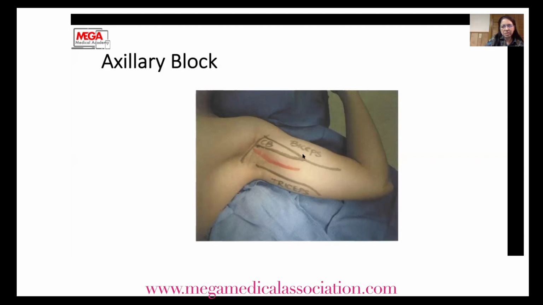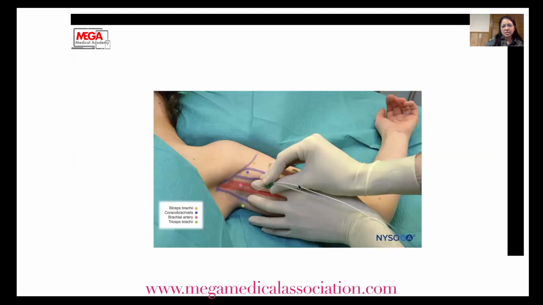Simple landmarks, you need to know that the biceps is on the lateral side, and this is coracobrachialis, and this is the axillary artery, and down is the triceps. So before the ultrasound, we used to do it like this: you feel the artery here. It's very easy to feel the axillary artery. You feel the axillary artery and you pass the needle and you transfix the axillary artery until the blood stops.